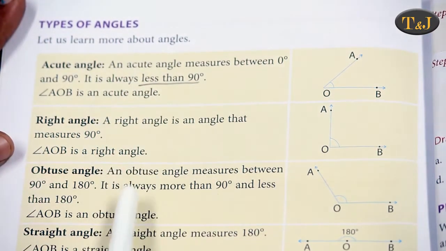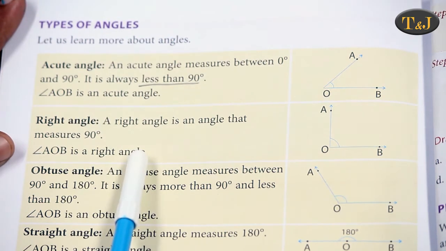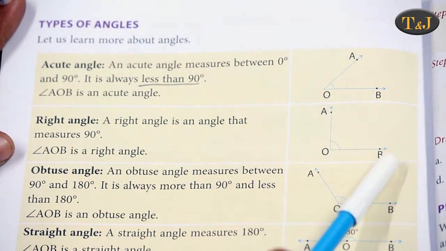Then second angle is right angle. A right angle means it is 90 degree.